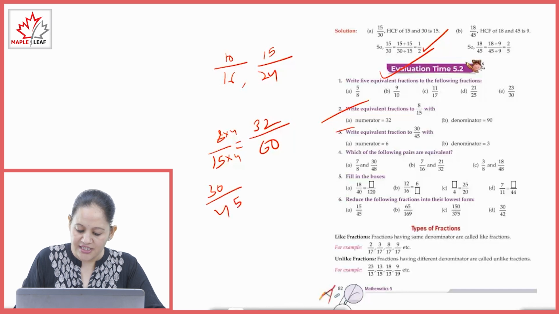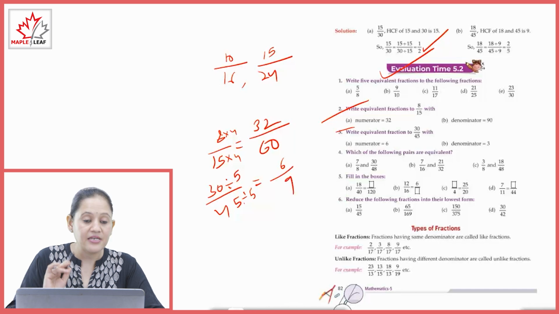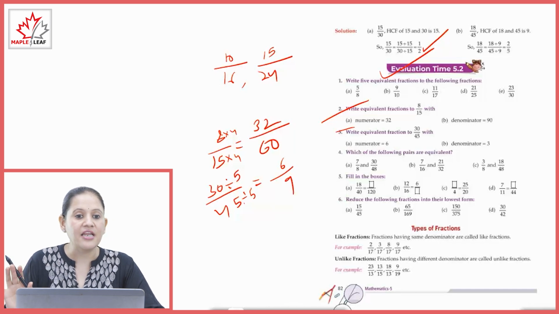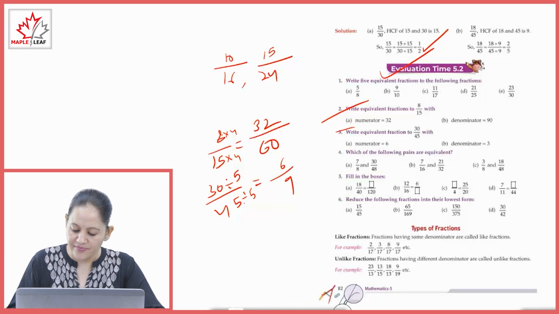Next, write the equivalent fraction of 30/45 with numerator 6. Now the numerator is 6. So to get the numerator 6, what do we have to do? We have to divide it by 5. That means we will divide the denominator also by 5. So we get 6/9.